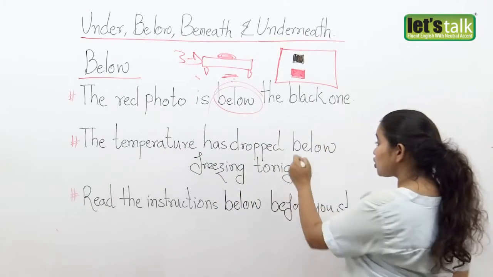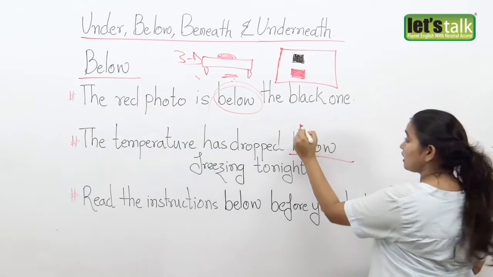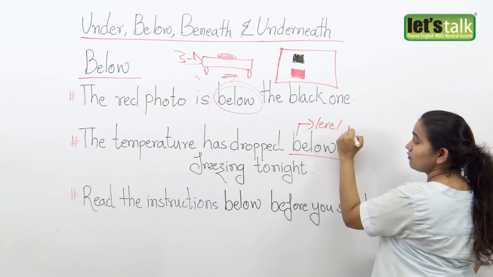Okay, then let's move on to the next sentence, which is: the temperature has dropped below freezing point. So here again, I use the word below when I want to talk about the level of temperature.